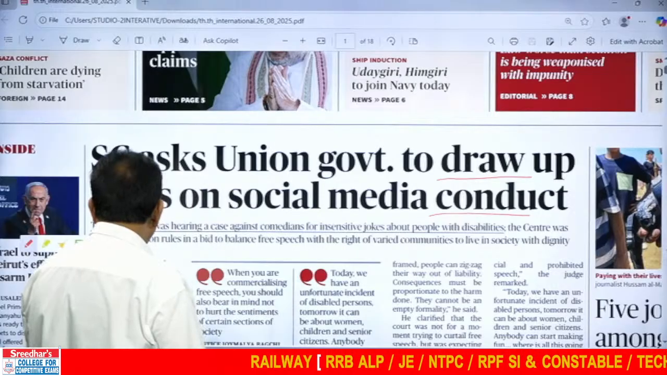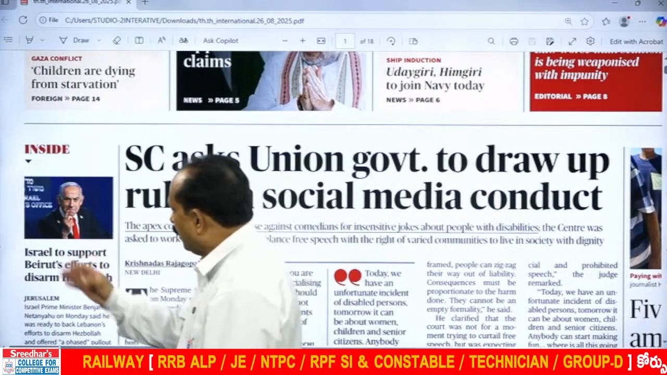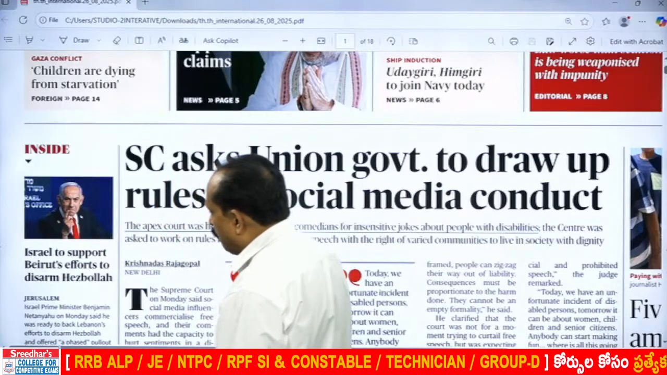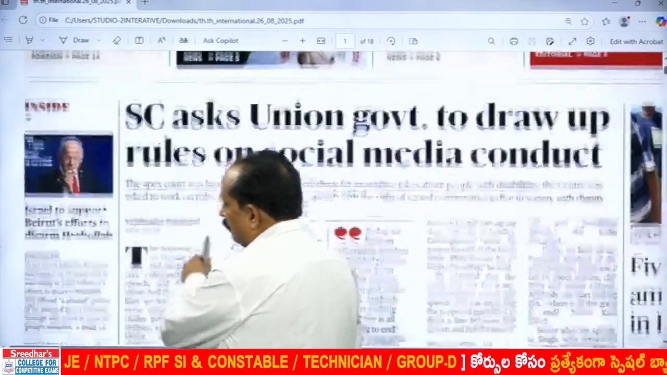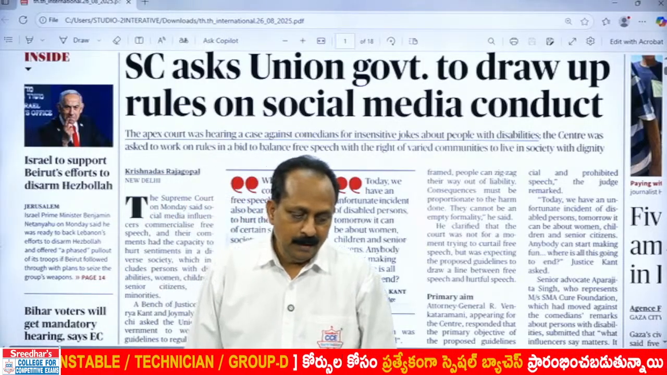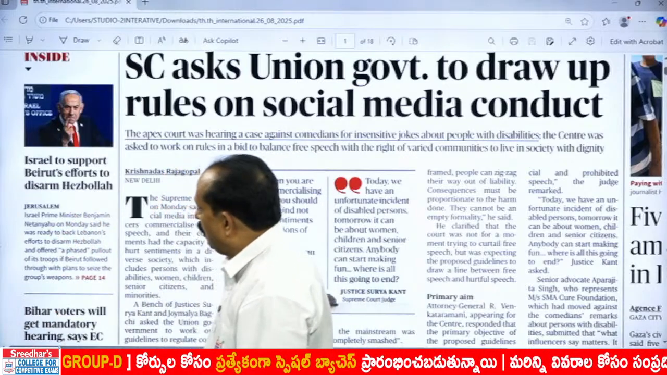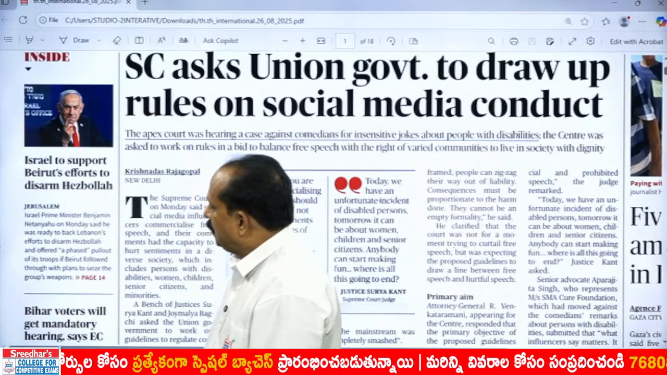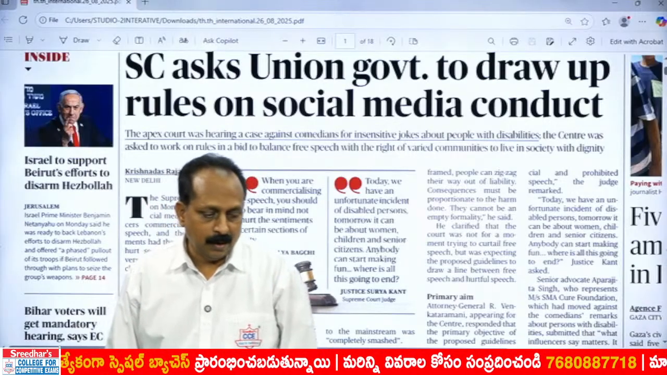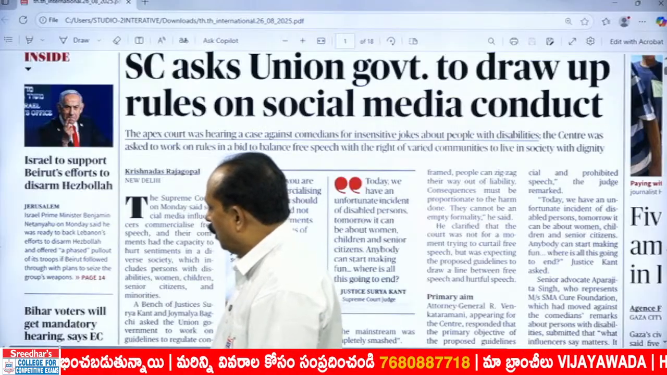Coming to the other snippets this side, you can see Benjamin Netanyahu, Israel to support Beirut's efforts to disarm Hezbollah. It is about the West Asian crisis in a way, Israel and Hamas, Hezbollah, all these. Beirut's efforts to disarm means taking away the arms or capturing them, you can say, disarm Hezbollah.